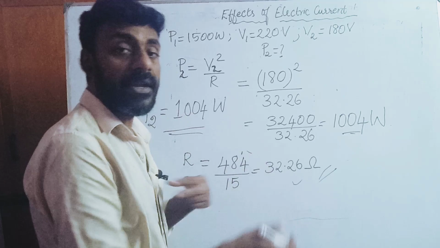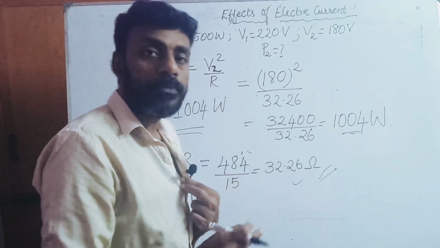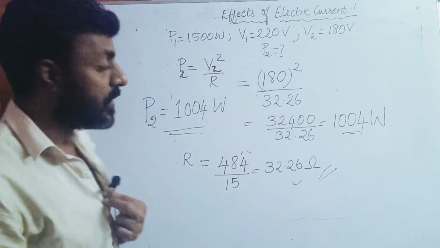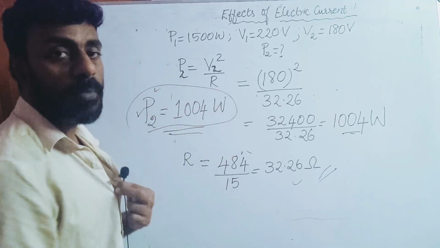P2 is nothing but the power that has been developed by the water heater when there is a voltage drop to 180 volts. So this is the secondary power that we needed to find. The value of this power is nothing but 1004 watts.